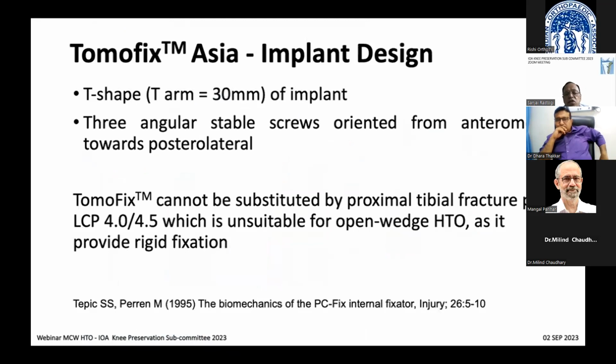And these screws in the proximal part are oriented from anterior medial to posterior lateral. This is not rigid. It is based on the bridging principle, and this plate should not be substituted by a trauma plate of AO because that is a rigid fixator.